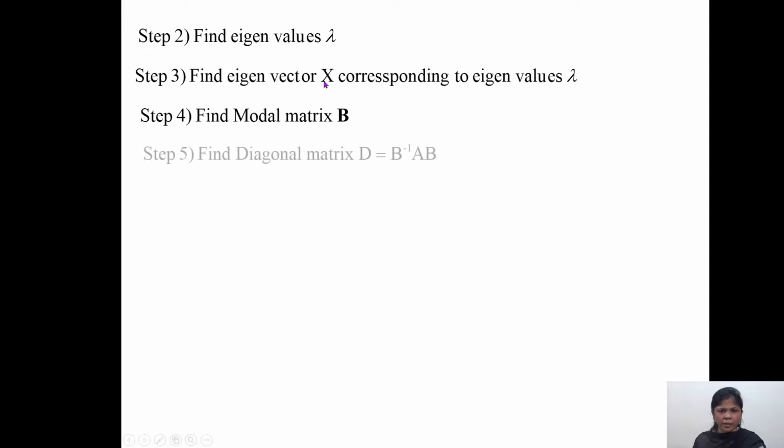After getting the eigenvector, if the modal matrix is required, then we will find the modal matrix. Modal matrix is nothing but the matrix of the eigenvectors. Then if it is required to find the diagonal matrix or diagonal form, that can be obtained by using the formula B inverse A B, where B is the modal matrix and B inverse is the inverse of the modal matrix.